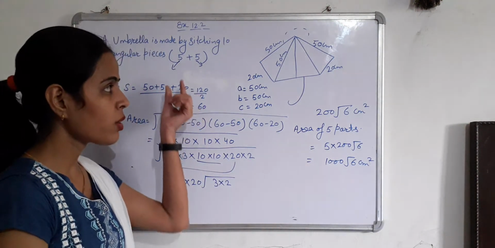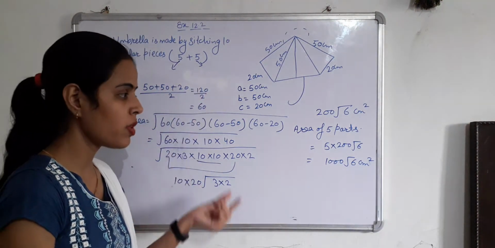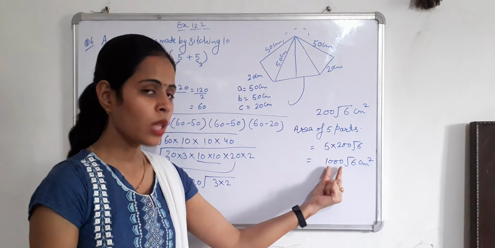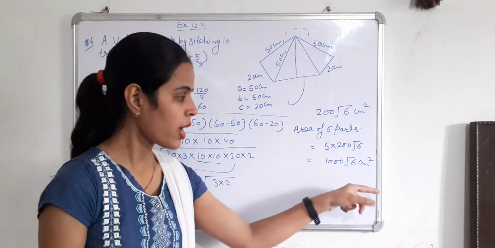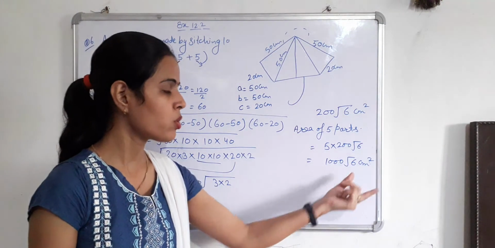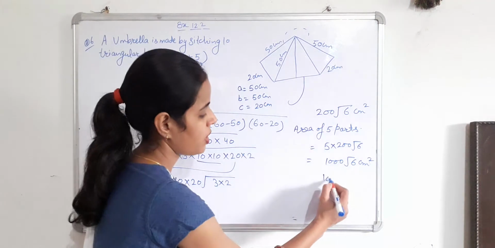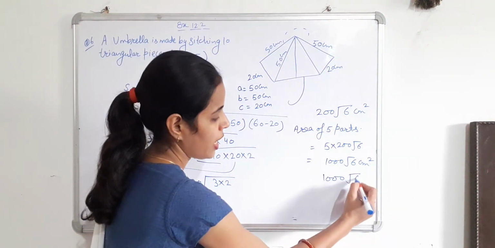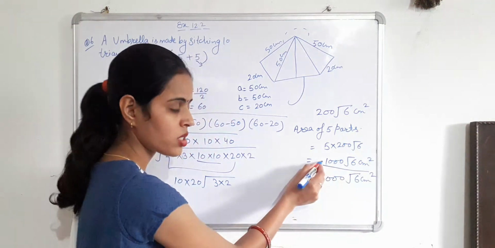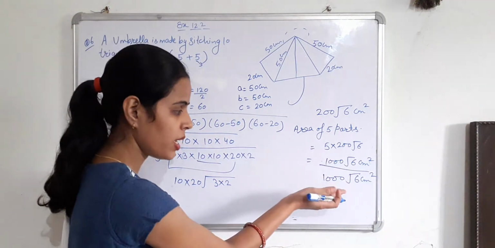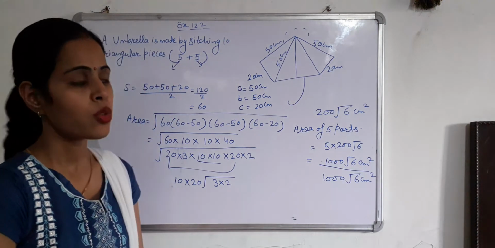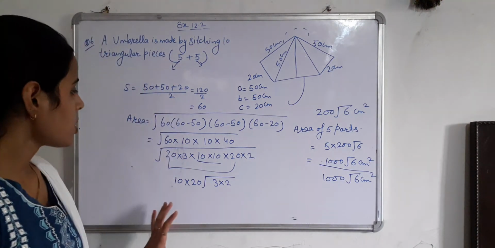Each part has equal measure, yes, the same measure. So we can say that area of 5 triangular parts equals 1000 root 6, and the remaining 5 parts that have a different color are also 1000 root 6 centimeter square. Means there are total 10 triangular parts. Area of 5 parts is 1000 root 6 centimeter square and area of the remaining 5 parts is also 1000 root 6 centimeter square. Question number 6 is complete.